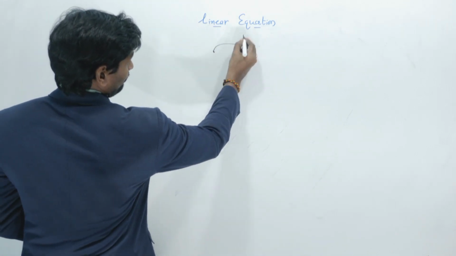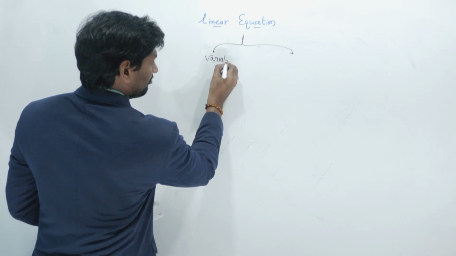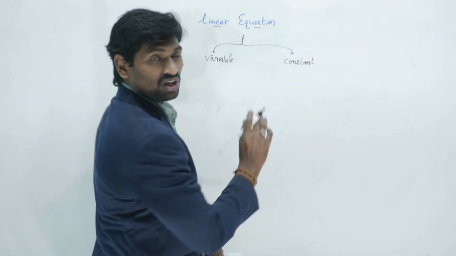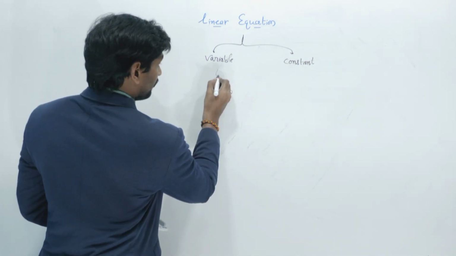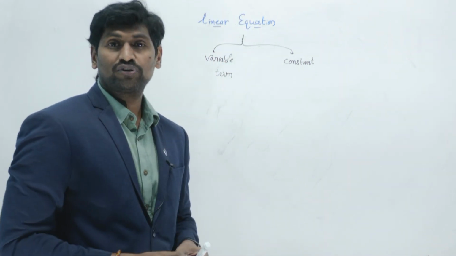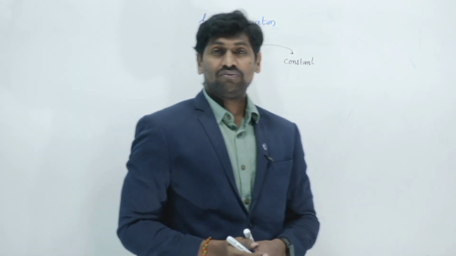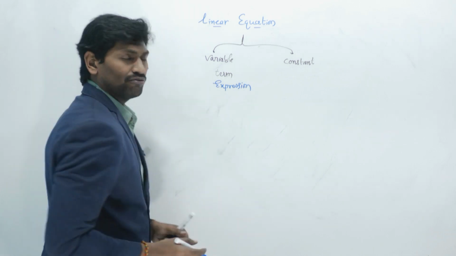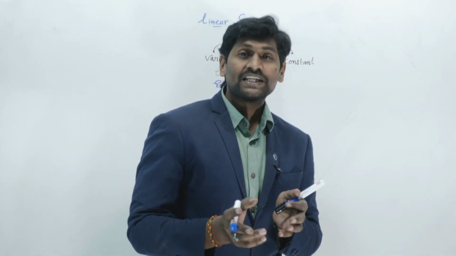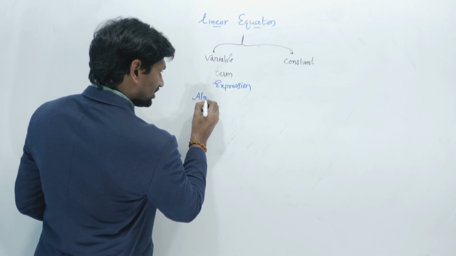In the previous class we discussed what is a variable and what is a constant. The combination of variables and constants with a multiplication symbol forms a term. Again, like terms and unlike terms we have discussed, and the combination of terms with plus or minus symbols forms an expression. Again, we discussed algebraic expression and numerical expression. An expression containing at least one term is called an algebraic expression.